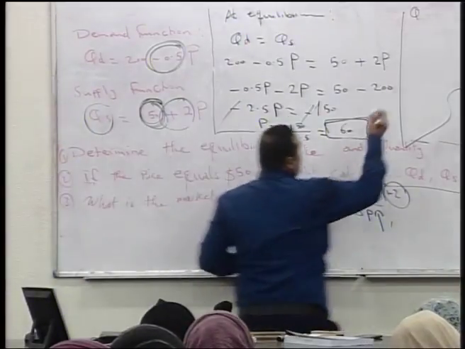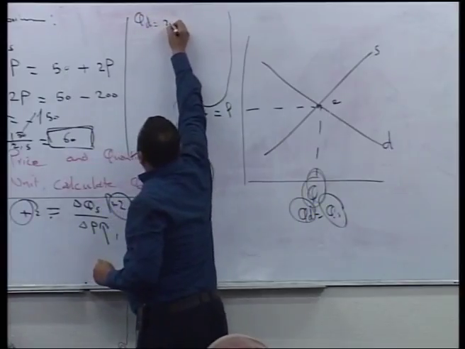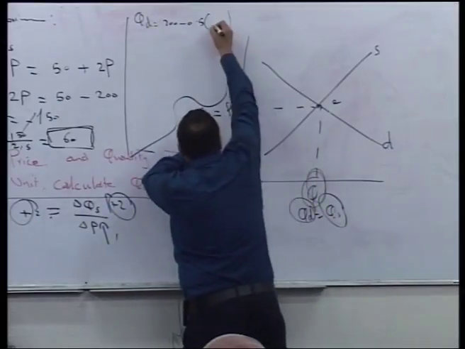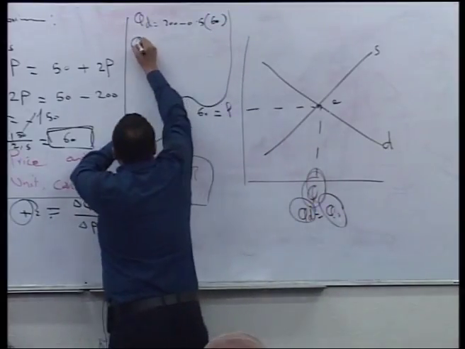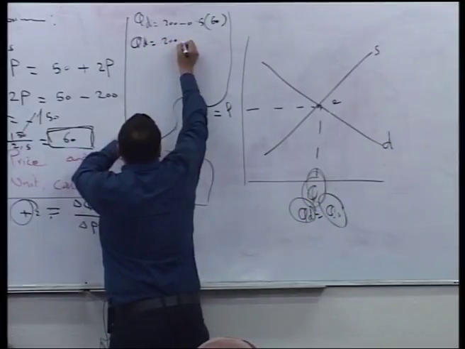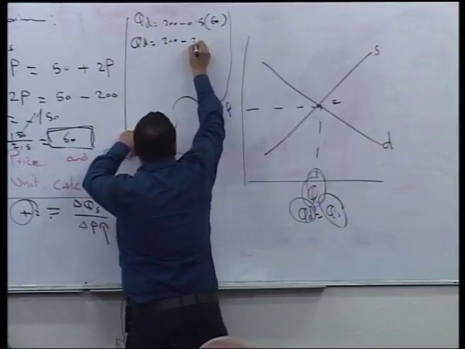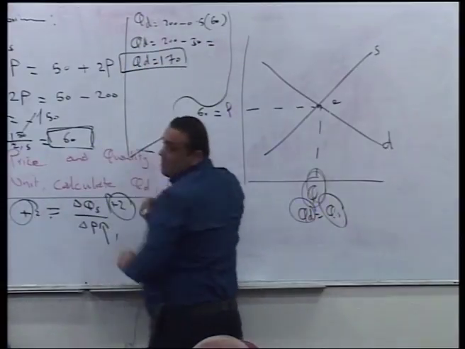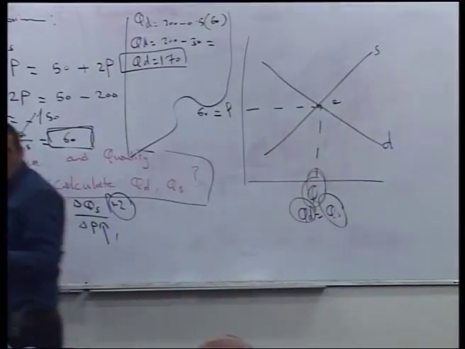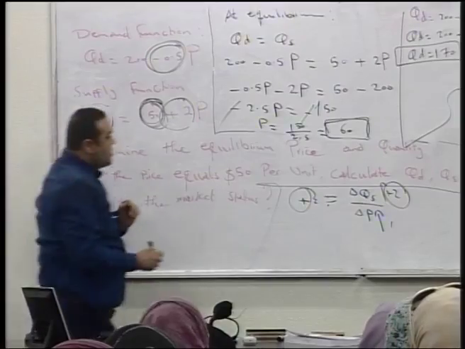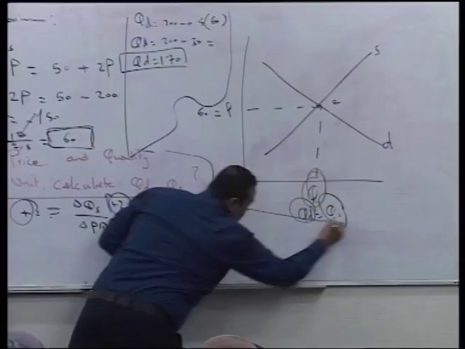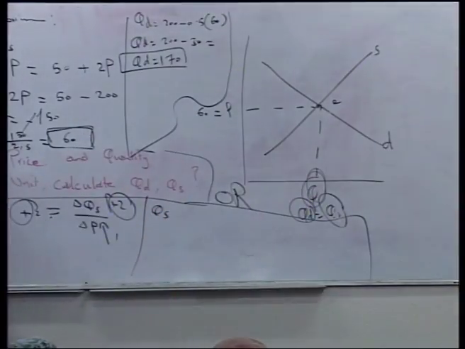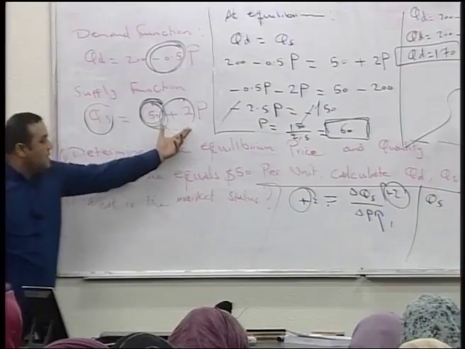So QD equals 200 minus half times the equilibrium price, 60. So QD equals 200 minus half of 60, which is 30. Then QD equals 170. Or we can substitute into QS, whose formula is 50 plus 2P.